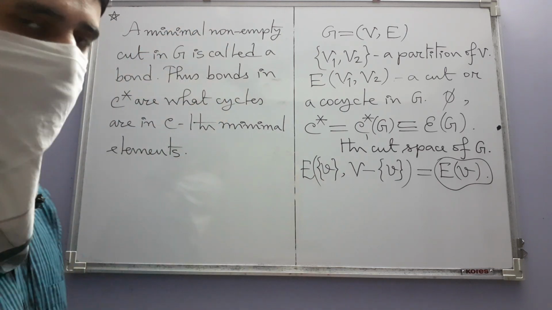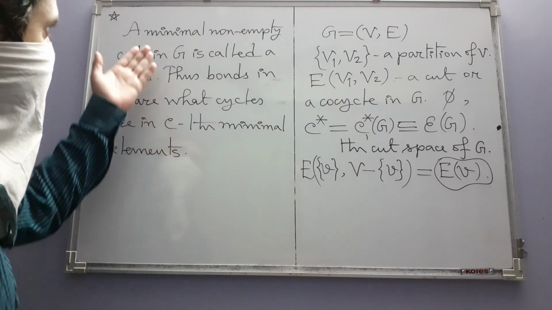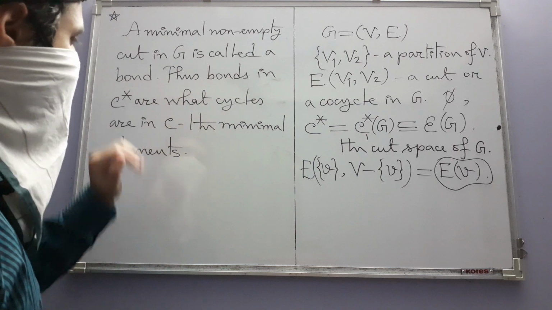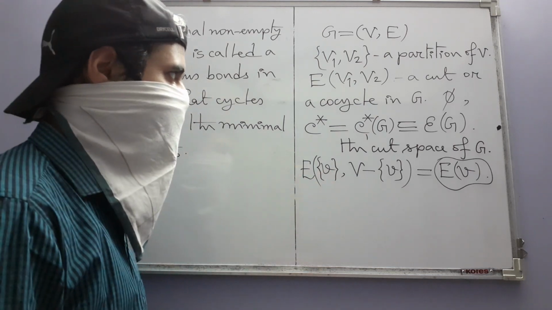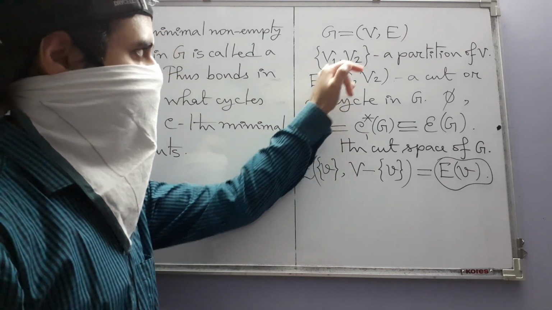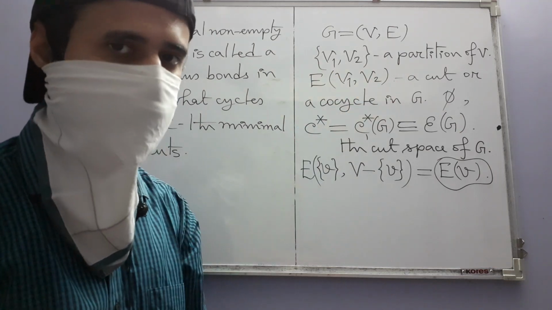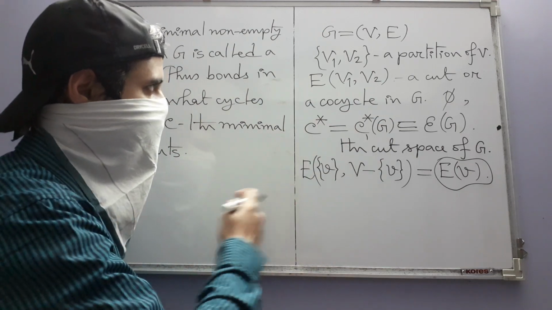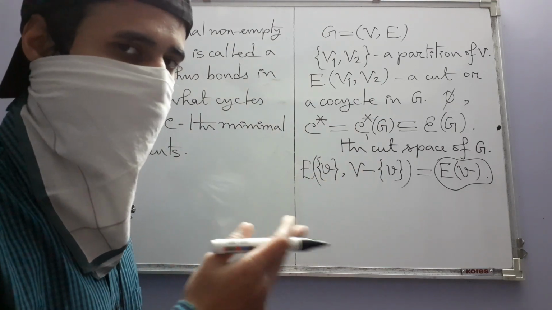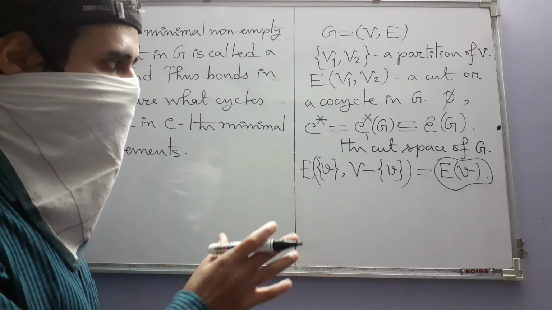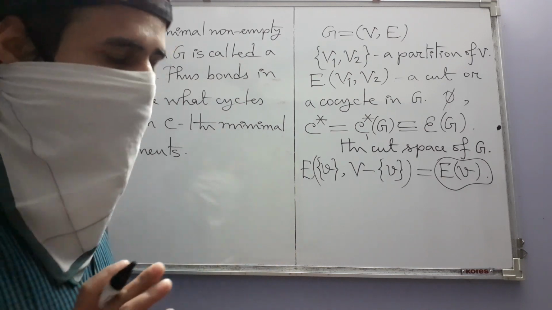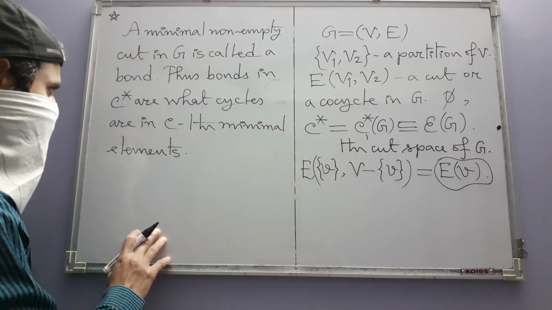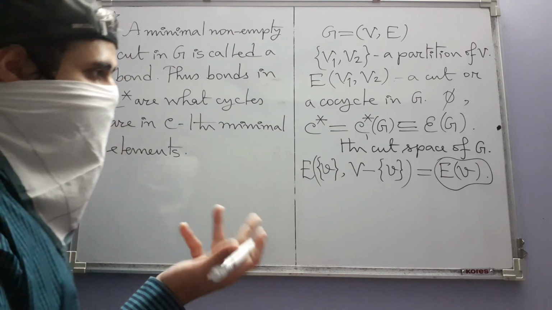We understand the cut space. Now, what is being said here? A minimal non-empty cut in G is called a bond. We understand what cuts are. They are the sets of edges which look like this, right? There is a partition and all the edges in G running between the sets of that partition, they form one set of edges that is called a cut, and they are the vectors in the cut space. Okay. Now, minimality means what?